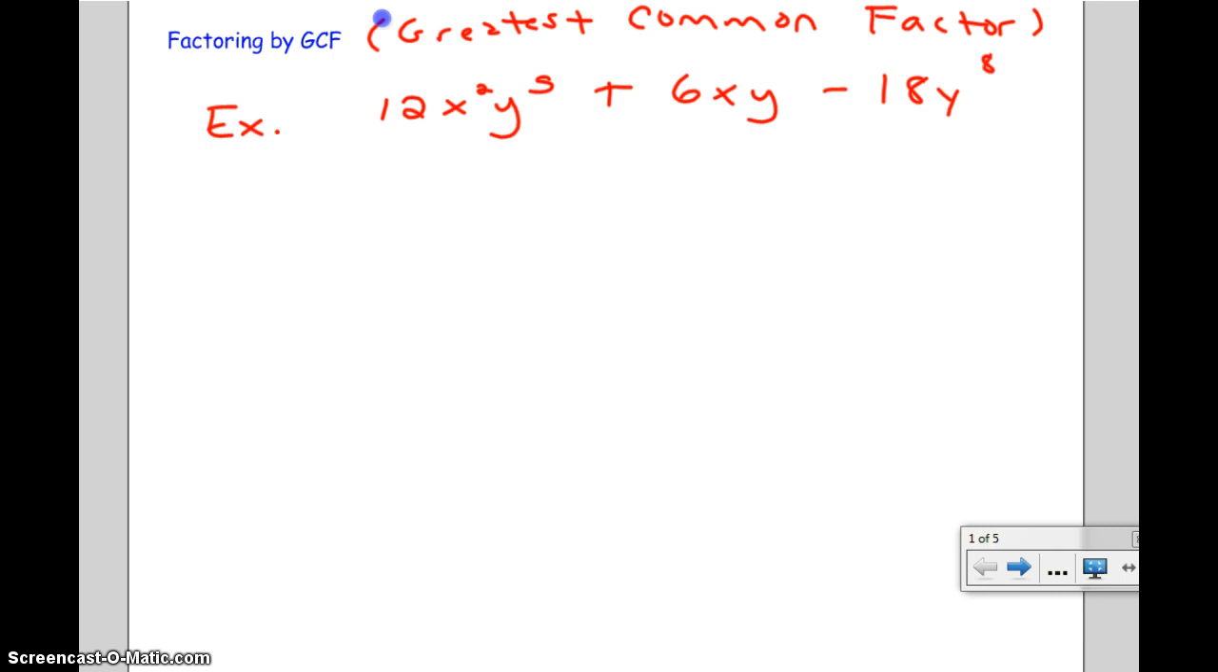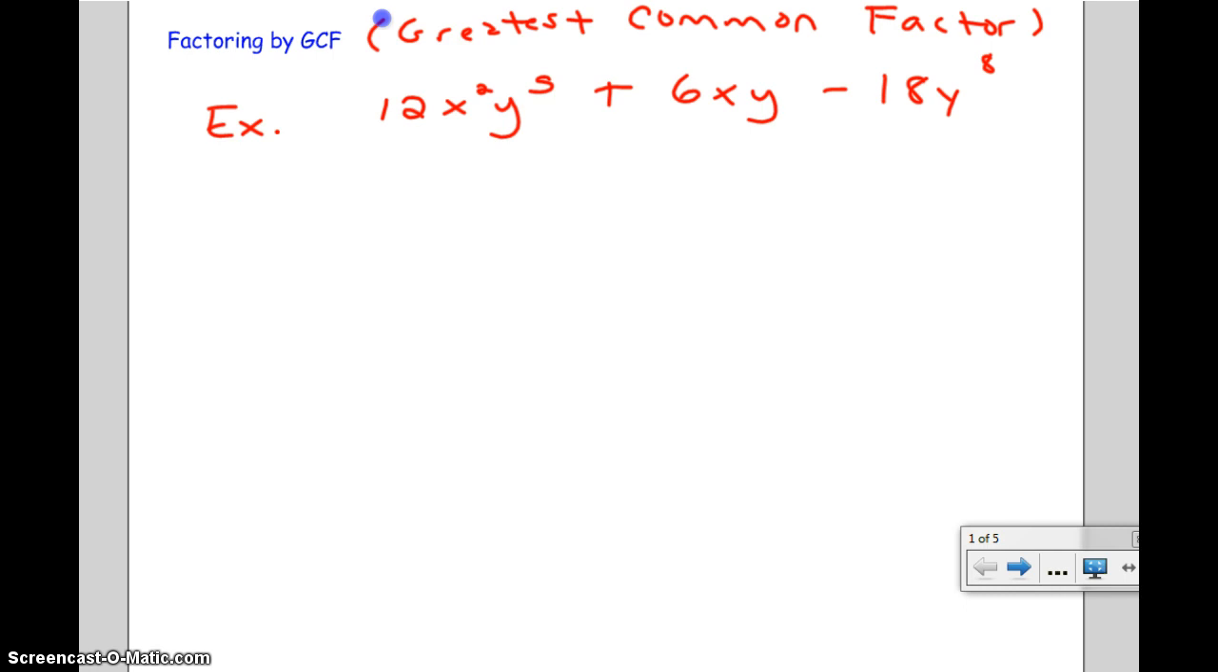When we're looking for a greatest common factor, we're looking for a common number that multiplies to make any of the three terms that we are looking at. So when I look at 12, I'm trying to think, well, what makes 12? What could I multiply to make 12? What are the factors of 12? So I know 4 times 3 multiplies to make 12, so 4 and 3 are both factors of 12. 6 and 1 are both factors of 12. 12 is a factor of 12.